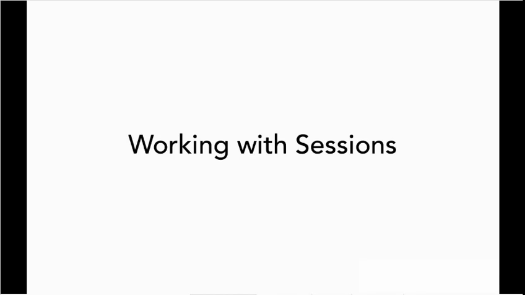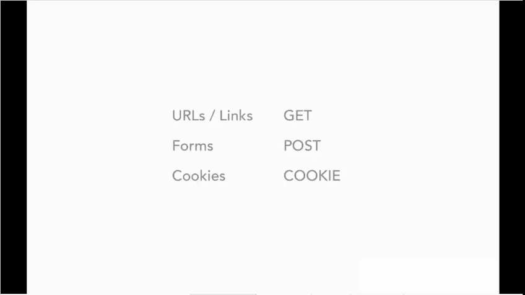Now that we understand how to work with cookies, we're ready to talk about how to work with sessions. Early on, I told you that there are three main ways that we can get data from our users. They can either type a URL or click a link, and that would be a GET request. They can submit a form to us, and that would be a POST request. Or we can pull values out of their browser cookies that are sent with every request that they make. That's what we've been looking at how to do recently.